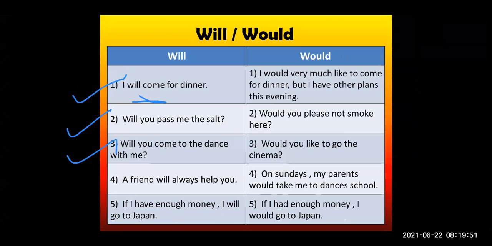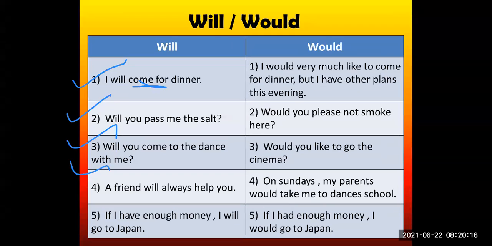Fourth example, see, a friend will always help you. Now here the modal auxiliary will is used in which case? Habit, that one friend is there who always helps him. So a friend will always help you. Here the will is used in the habit.